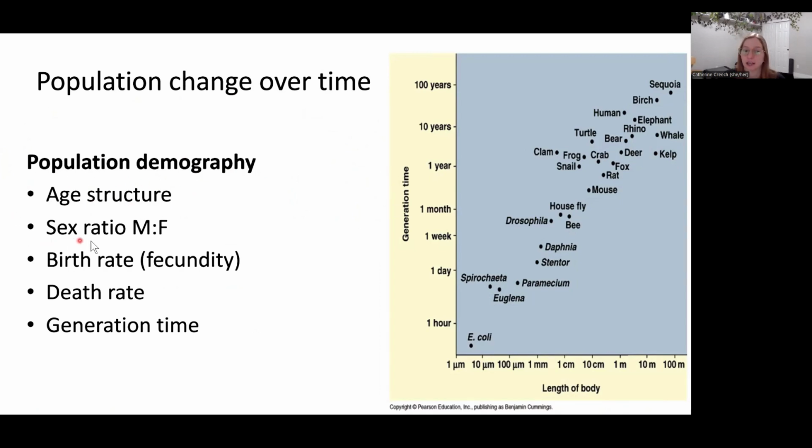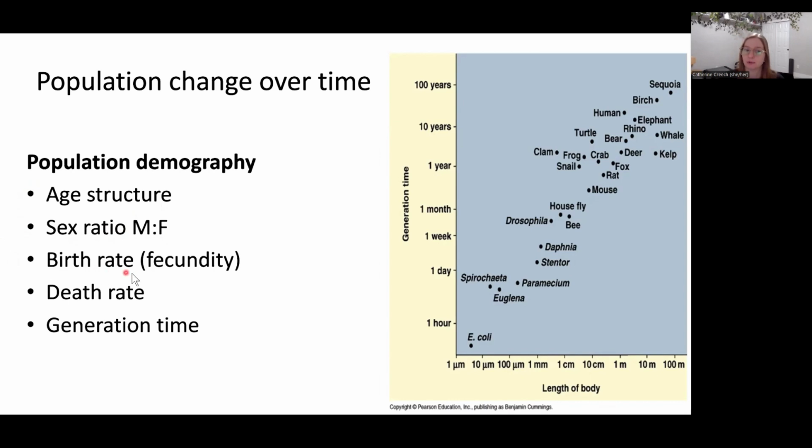You also have your sex ratio of male to female and female to male. That's important because if you do not have an equal ratio, or if you have very few females, your population might start to decline. So the number of opportunities for reproducing is denoted in our sex ratio.